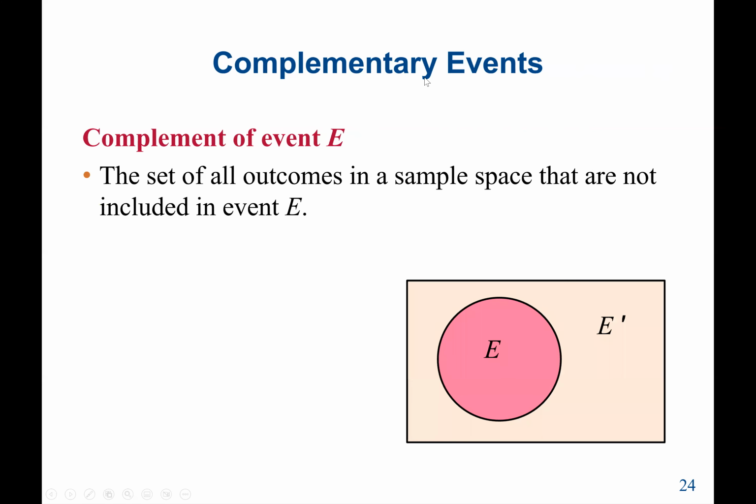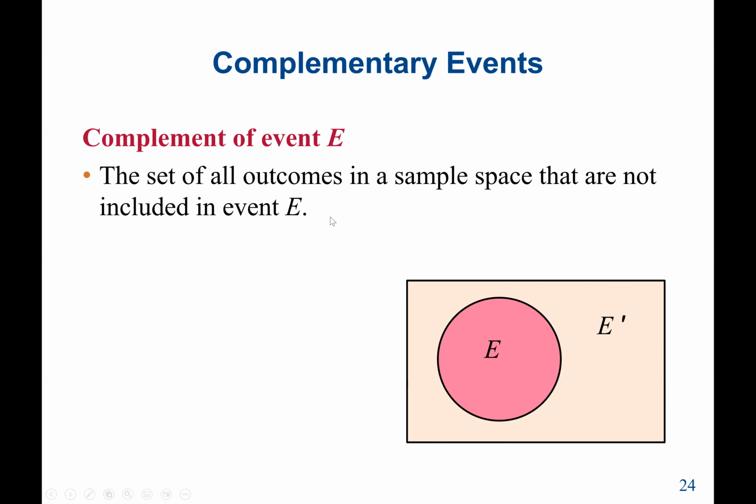Now, the next rule is the complementary event. In computer science, we may say that the complement of true is false, or the complement of 0 is 1. The whole concept is the same here. So the complement of E means not E. The Venn diagram tells us that everything that is in E, the complement of it is not in E, but outside. So here we say the set of all outcomes in a sample space that are not included in the event E.